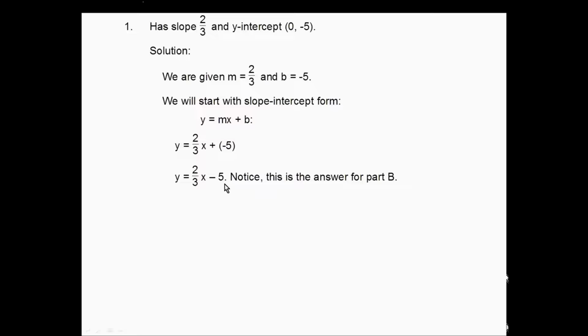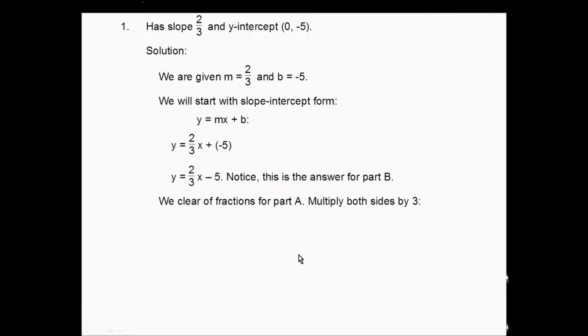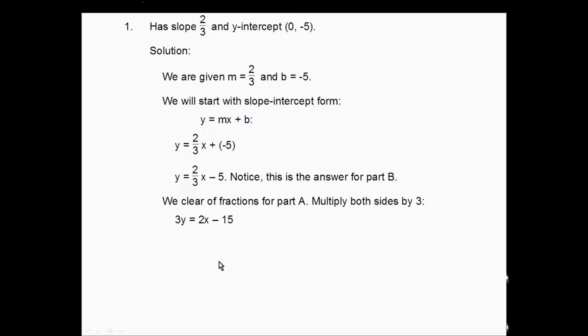Let me just keep working on this. So we clear fractions for part A. Remember, in general form, fractions are not allowed. So multiply everybody by 3. We'll have 3y is equal to 2x minus 15. And remember, general form wants both variables on the left, and it wants x first. So subtract 2x. I'll have negative 2x plus 3y equals negative 15.